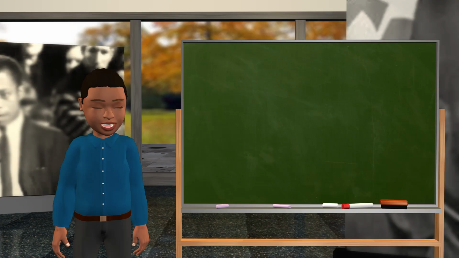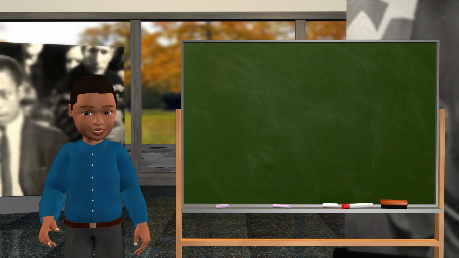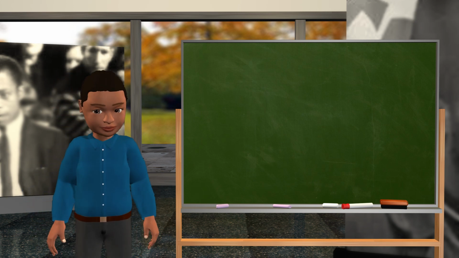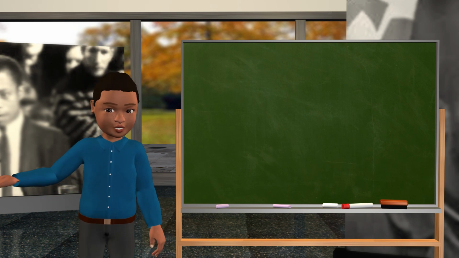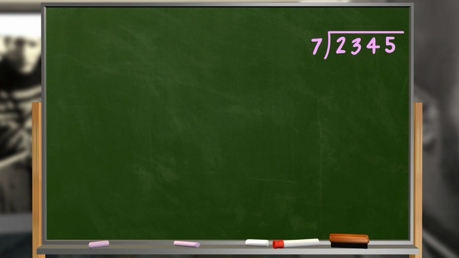Good morning. Today, we're going to work on some division. And we recognize that people learn at different paces, so we're going to try it a couple of different ways. Now, the original problem is 2,345 divided by 7. 2,345 is my dividend. The 7 is my divisor.